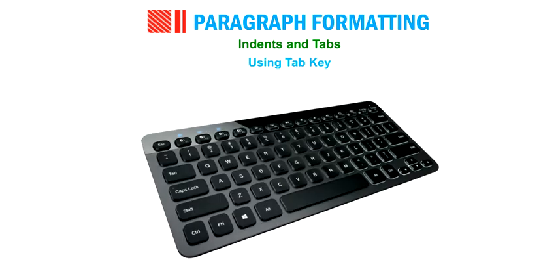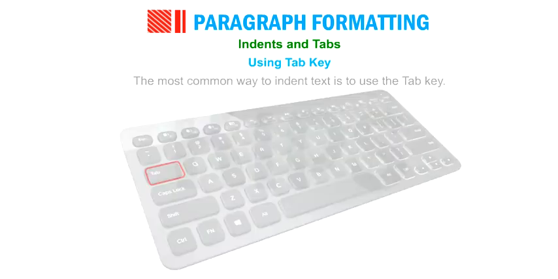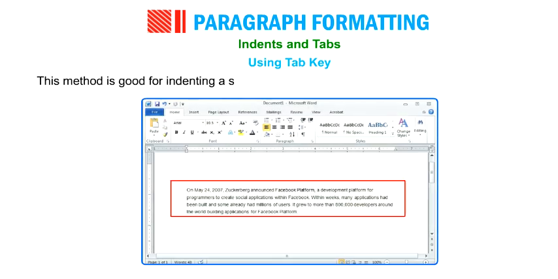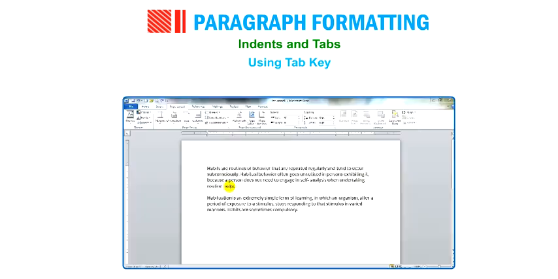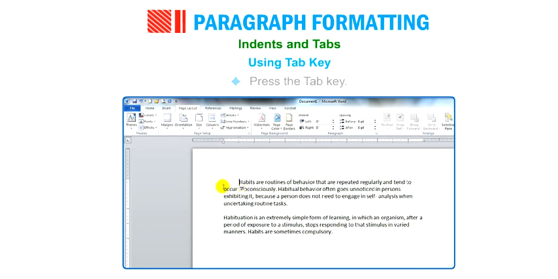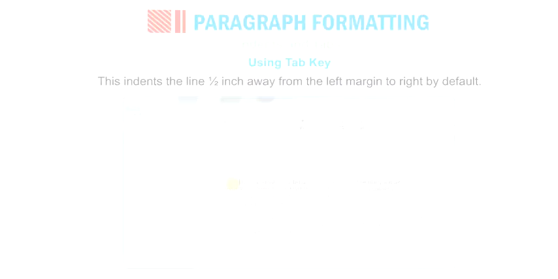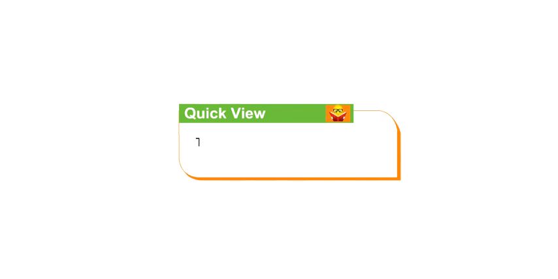Using tab key. The most common way to indent text is to use the tab key. This method is good for indenting a single line of text rather than multiple lines or a paragraph. Place the insertion point at the beginning of the line that you wish to indent. Press the tab key. This indents the line ½ inch away from the left margin to right by default. Let us take a quick view. To indent a paragraph from the left, press Ctrl+M key combination.